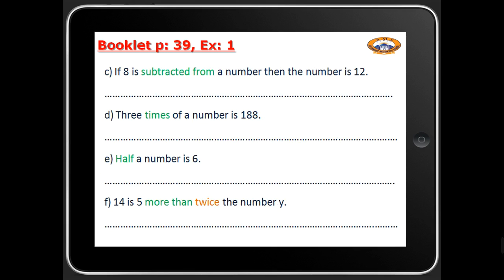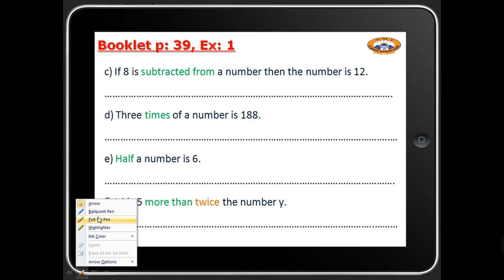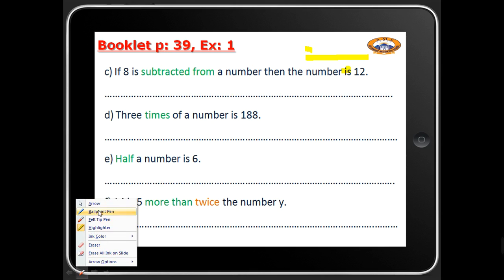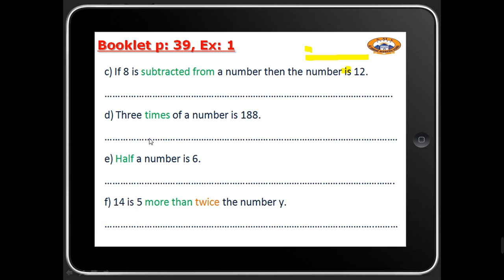Another one, if 8 is subtracted from the number, then the answer is 12. So I told you, when you find subtracted from, we're going to solve it backward. So we will start with the left side, the number I don't know, so I call it x minus 8. It will give me 12. So x minus 8 is 12, it means equal 12.